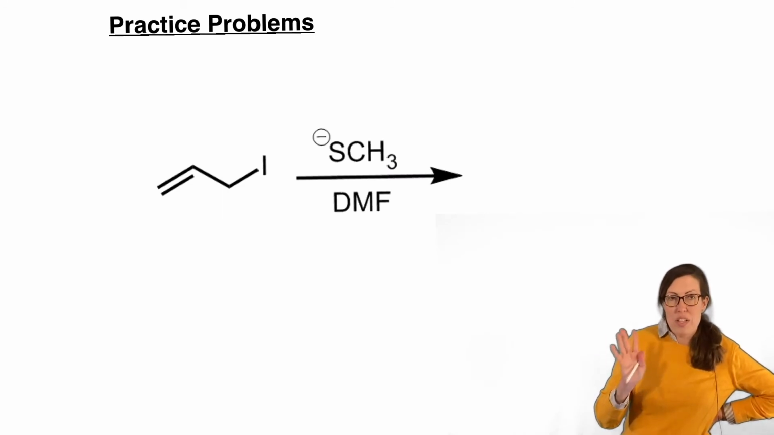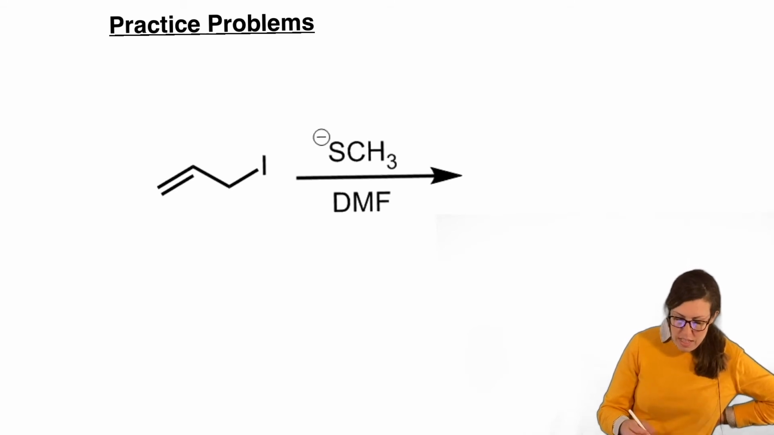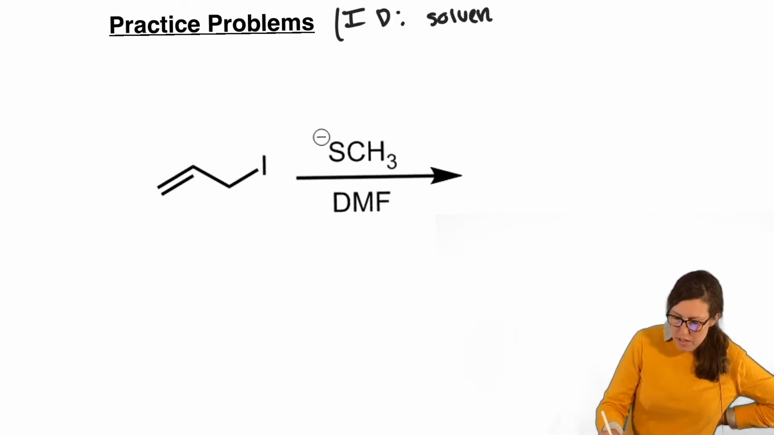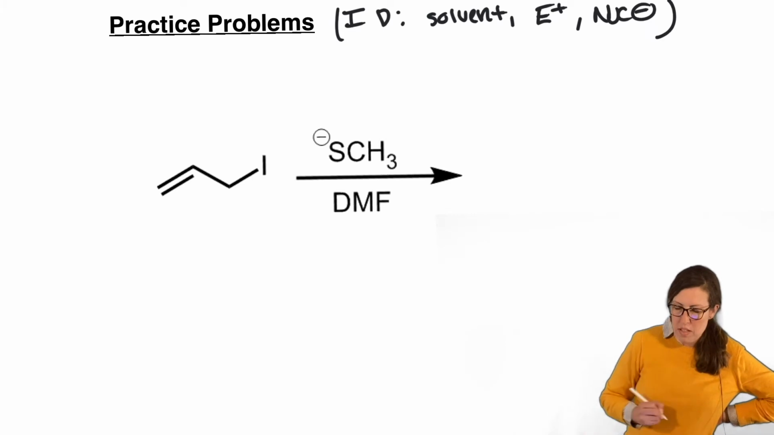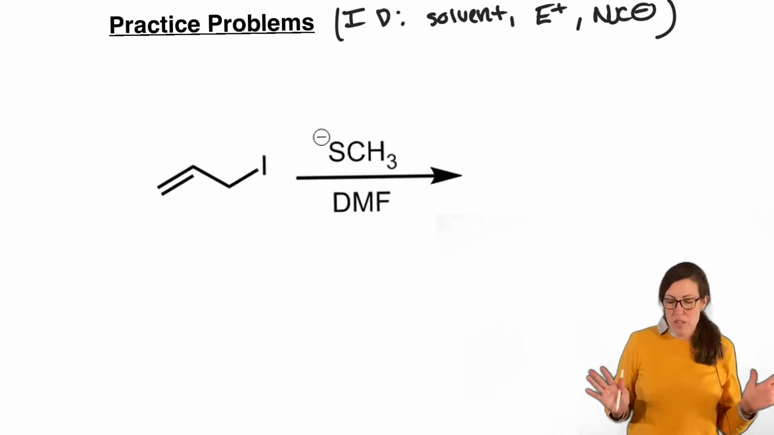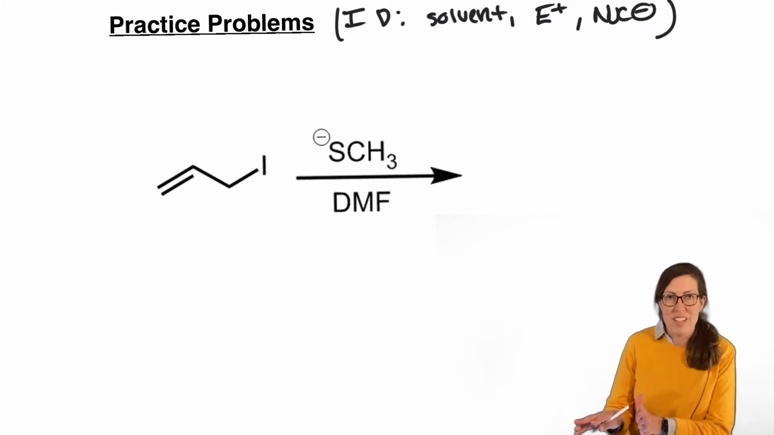And then you need to decide who's the electrophile, who's the nucleophile, right? So when we're doing the SN2 reactions, you're going to look for ID at least. I'll actually write ID. That's ID: solvent, electrophile, and the nucleophile. Okay, we'll label those before we move on. Don't just try to jump the gun and draw something.